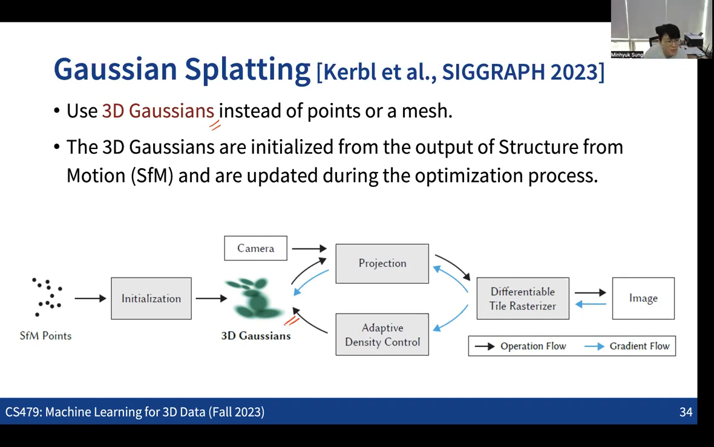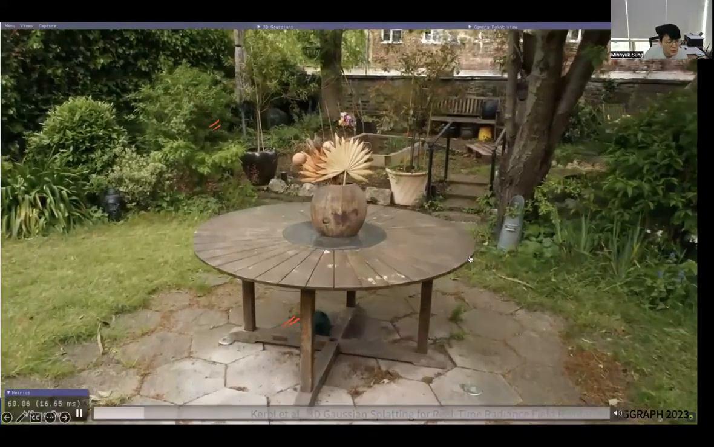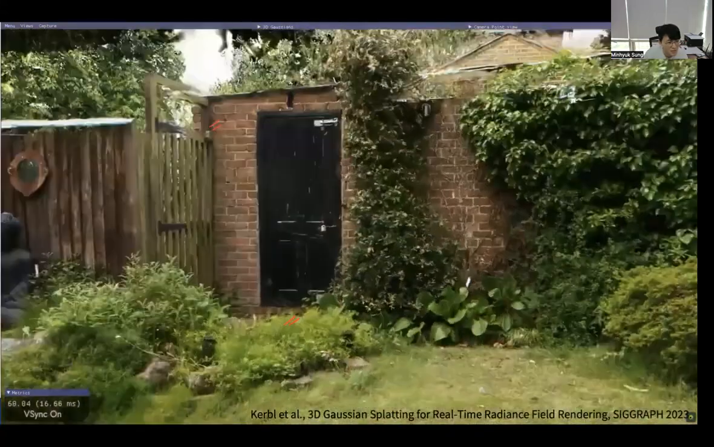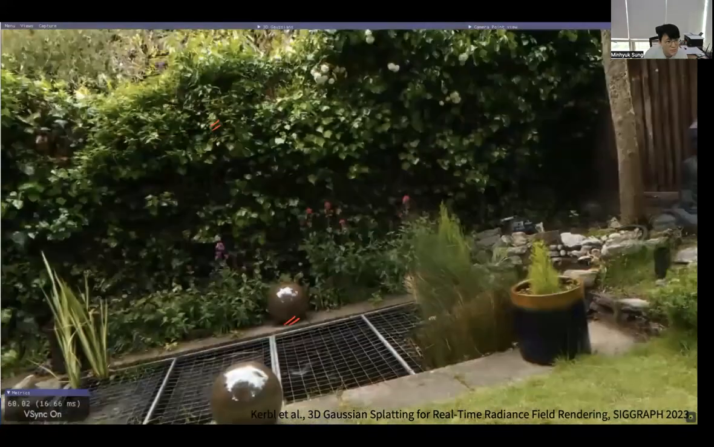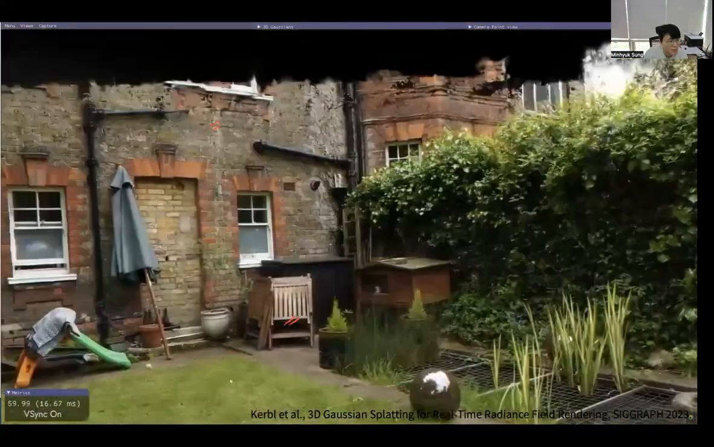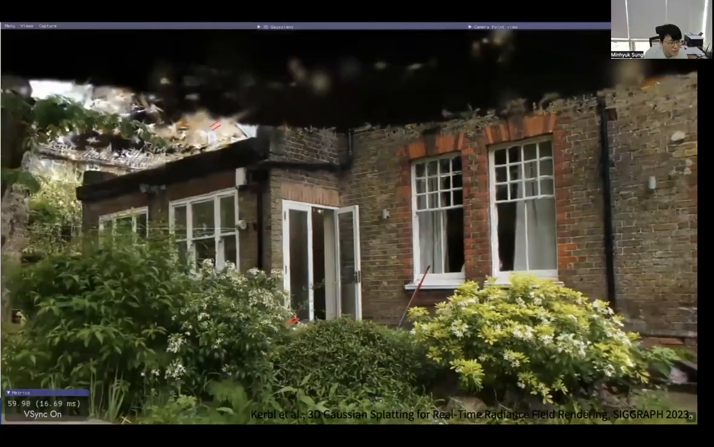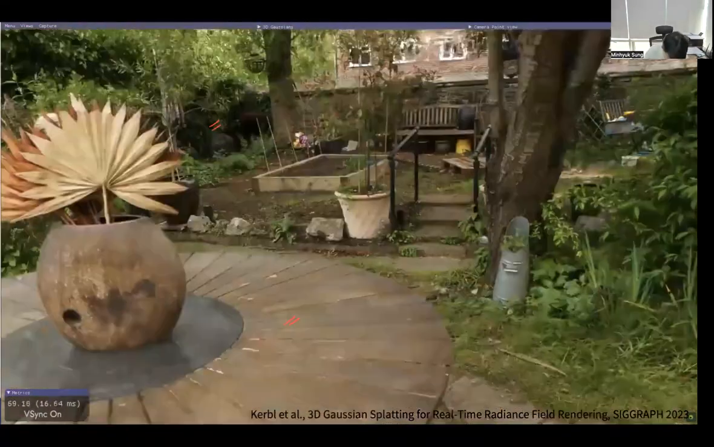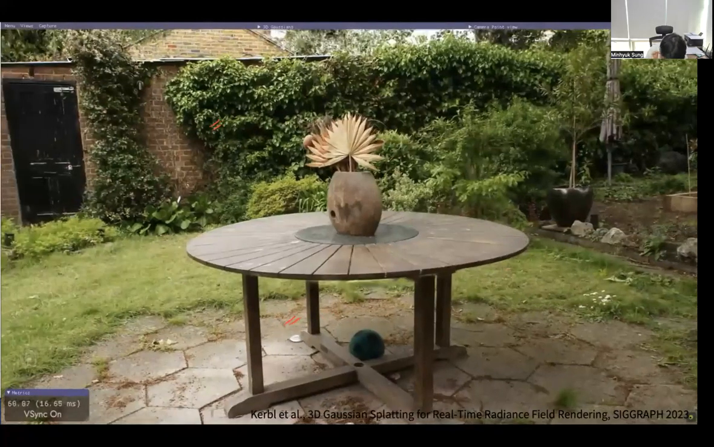So actually, this was the video that we have seen in the first lecture. And these are all the outputs of NeRF using the Gaussian splatting ideas. So you can see that the rendering speed is really fast, like 60 frames per second, while getting quite good quality of the output images. So these are the cases.